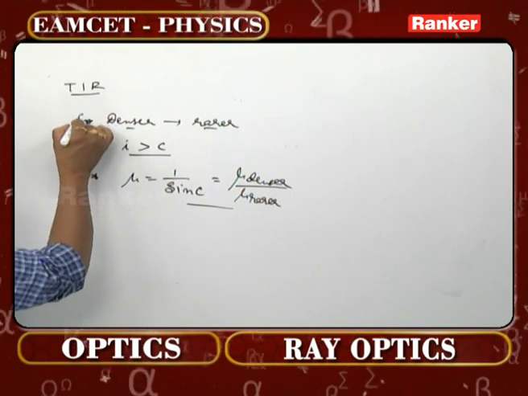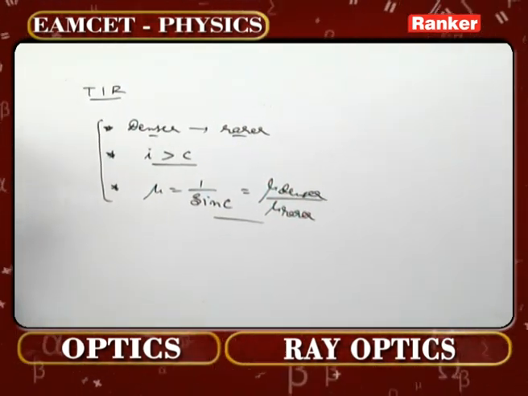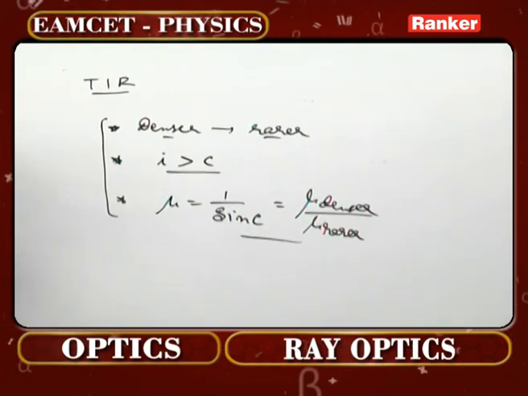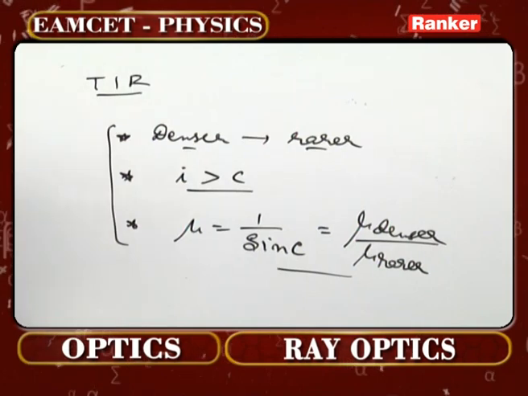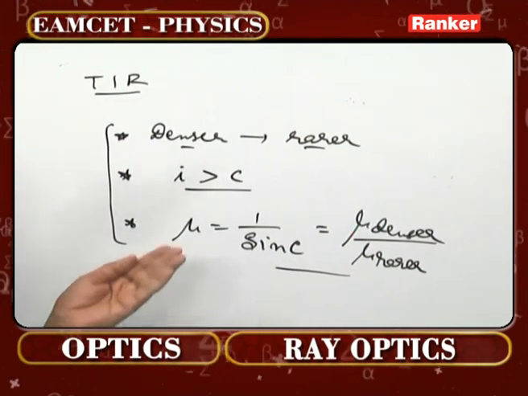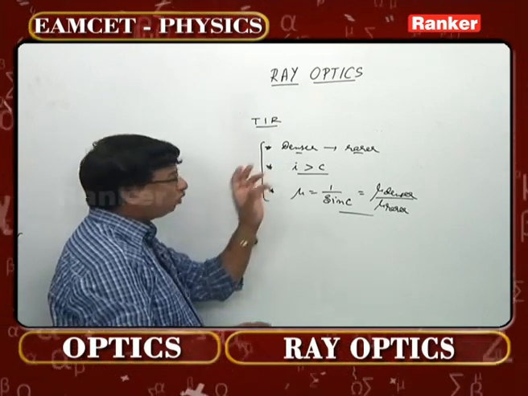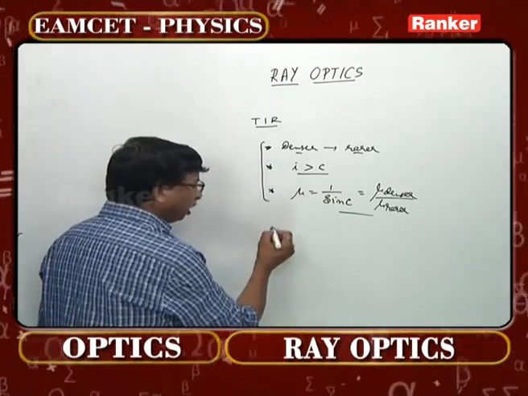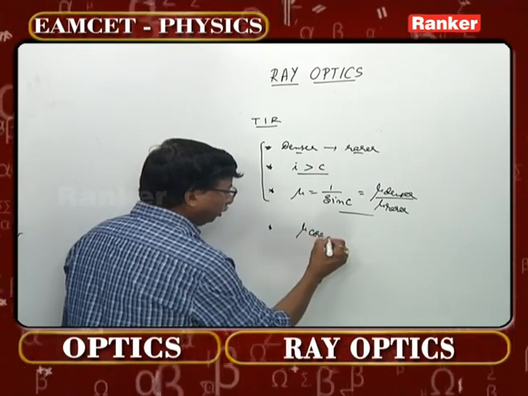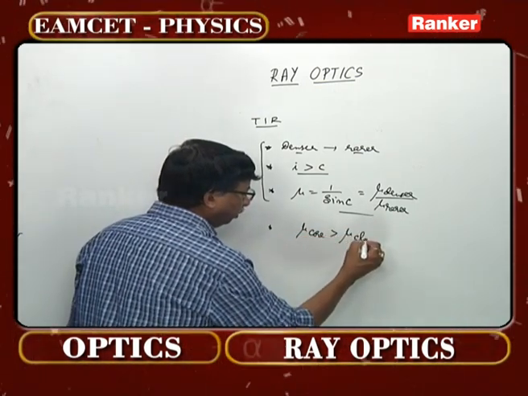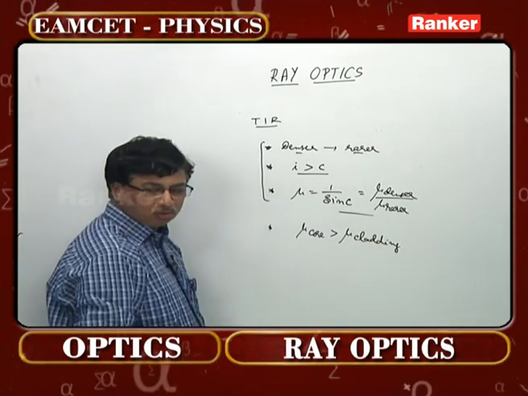So these are the points, and of course theoretically speaking, the sparkling nature of a diamond is due to total internal reflection. The formation of mirages is due to total internal reflection. Like that, of course, optical fiber is based on the same principle of total internal reflection. What is the concept of optical fiber over here? Mu of core is going to be greater than mu of cladding. This is one condition you have to remember.